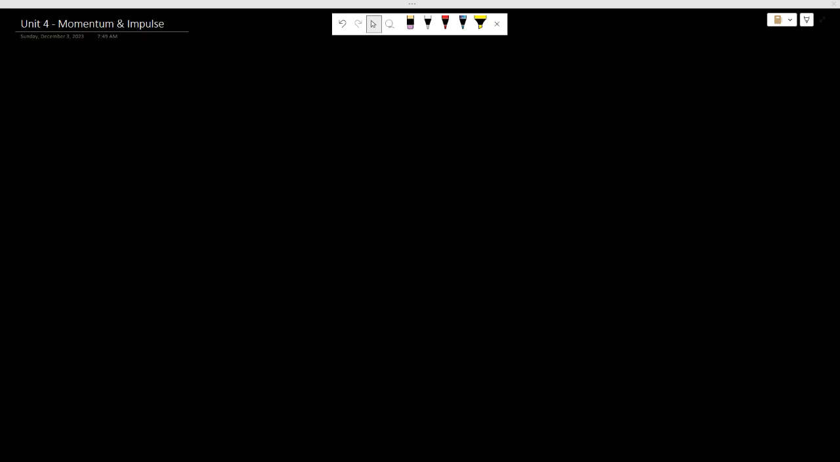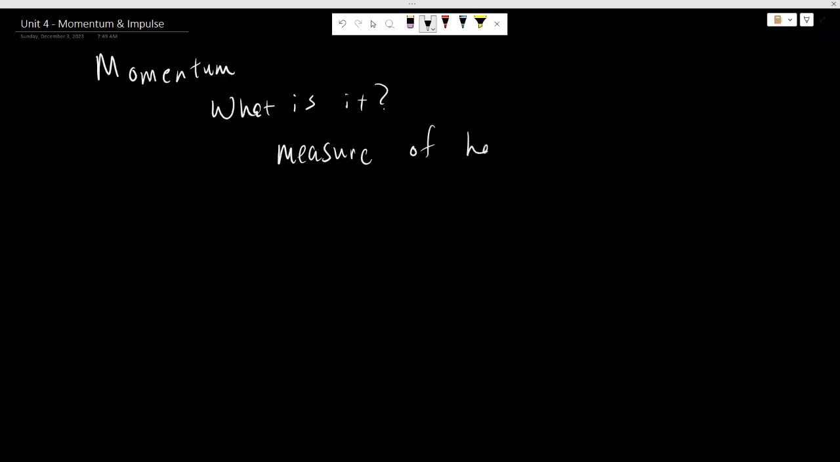All right, so unit 4 is momentum and impulse. So first we're going to start with momentum. All right, so what is momentum? Well, momentum is basically just a measure of how hard it is to stop something.